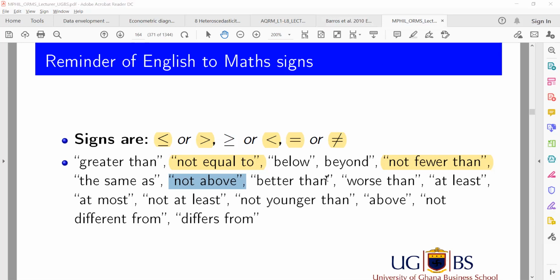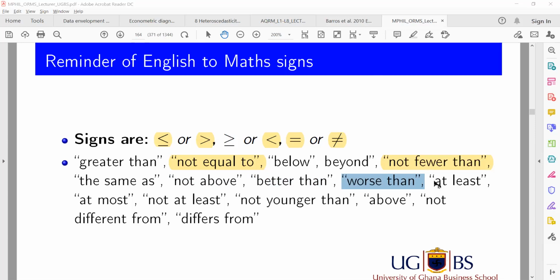What is better than? That one is simple. Better than, okay, that one is greater than. No question about that. What is worse than? Worse than. That is less than. Very good. Precious, you're doing great.